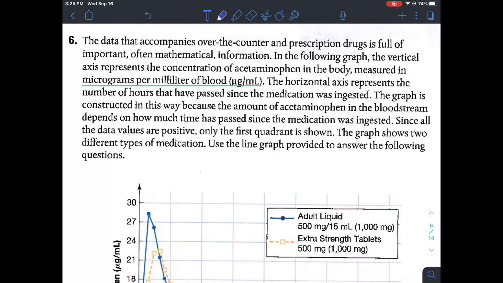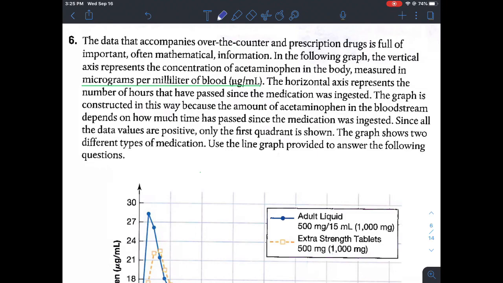The horizontal axis represents the number of hours that have passed since the medication was ingested. The graph is constructed in this way because the amount of acetaminophen or Tylenol in the bloodstream depends on how much time has passed since the medication was ingested. Since all of the data values are positive, only the first quadrant is shown.